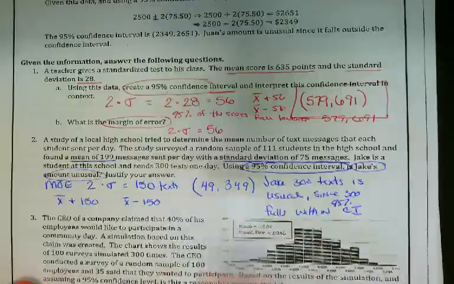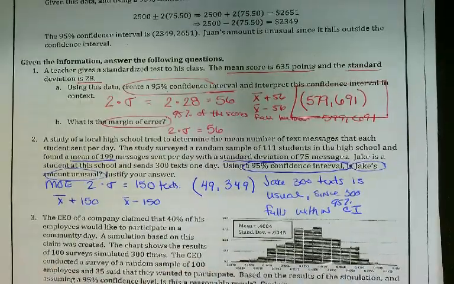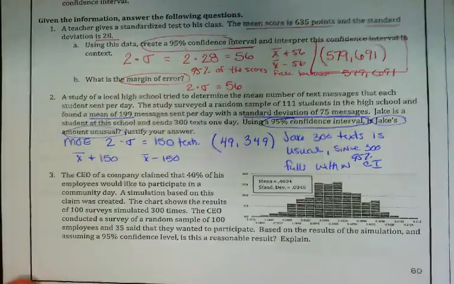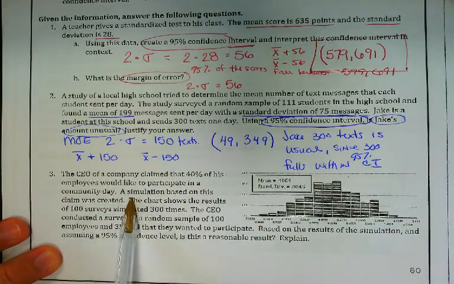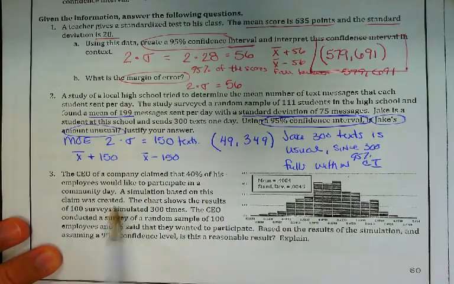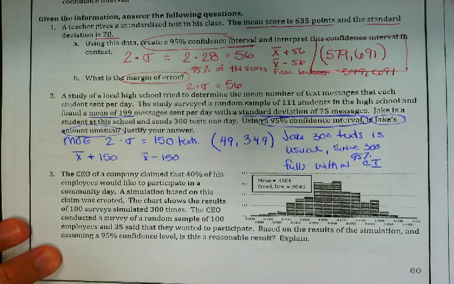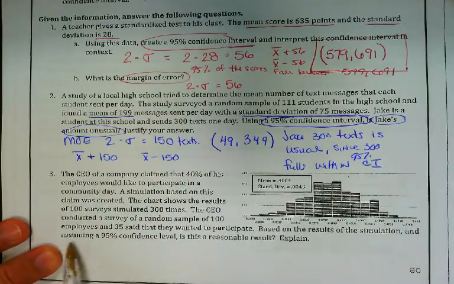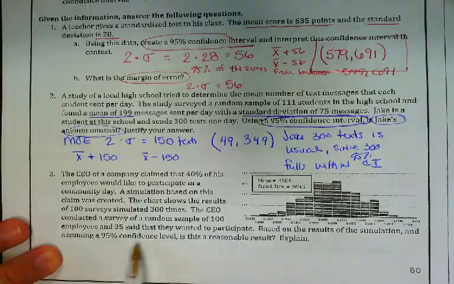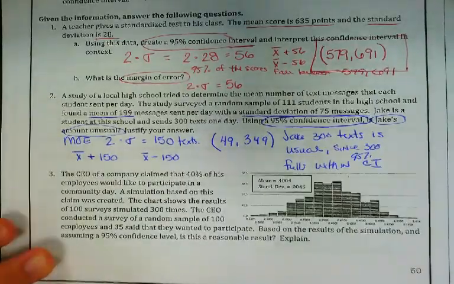Okay, so sometimes you're just going to read the problem and get all your information. Sometimes they're going to give you a graph with it as well. So it says the CEO of a company claimed that 40% of his employees would like to participate in a community day. A simulation based on the claim was created. The chart shows the results of 100 surveys simulated 300 times. The CEO conducted a survey of a random sample of 100 employees, and 35 said that they wanted to participate. Based on the simulation and a 95% confidence interval, is this reasonable result?